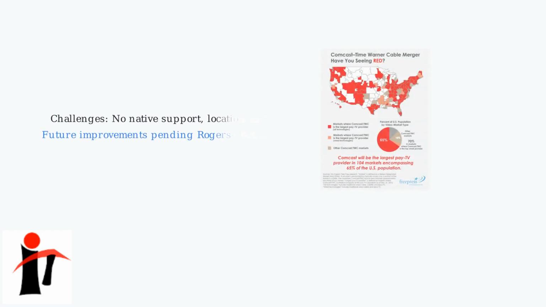Note the difference. Casting sends content directly, while mirroring shows your entire device screen, highlighting challenges like lack of native casting and location impacts. Keep in mind potential future improvements if the Rogers-Comcast merger is approved.